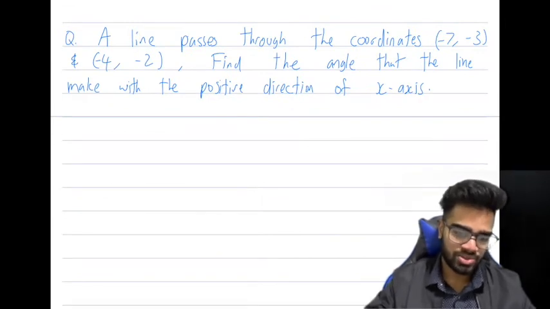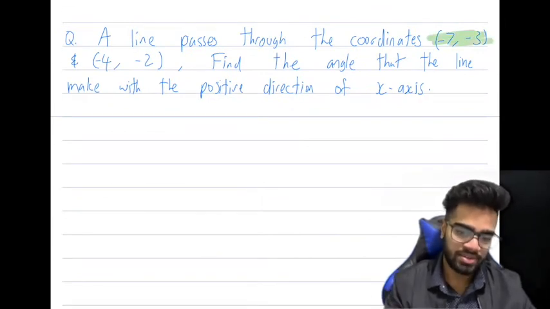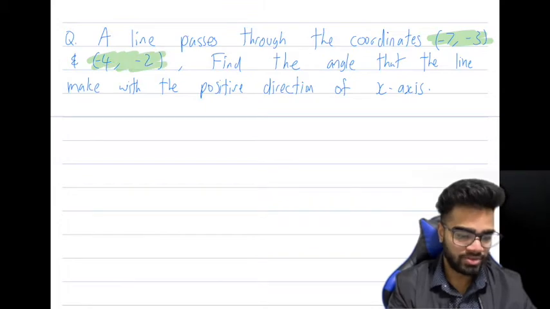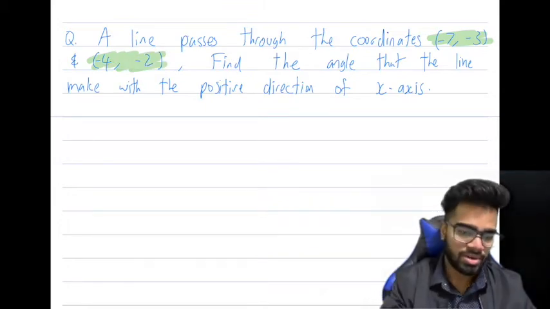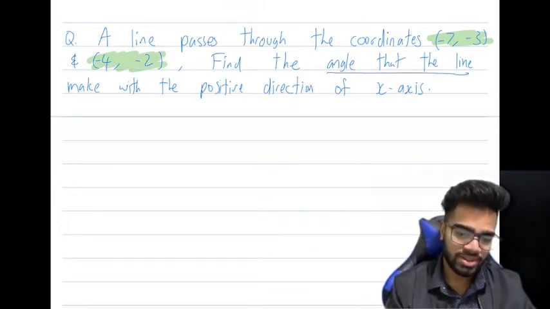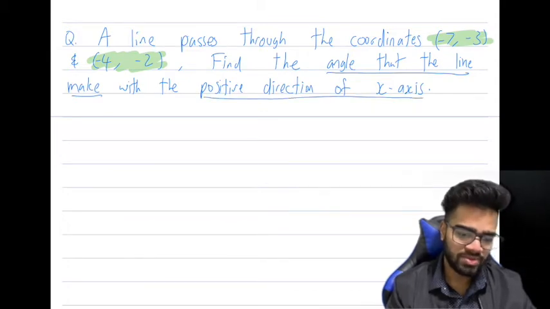A line passes through the coordinates (-7, -3) and (-4, -2). So those are 2 coordinates. I want to know what angle the line makes with the positive direction of the x-axis. Okay, let's dissect that in a second.